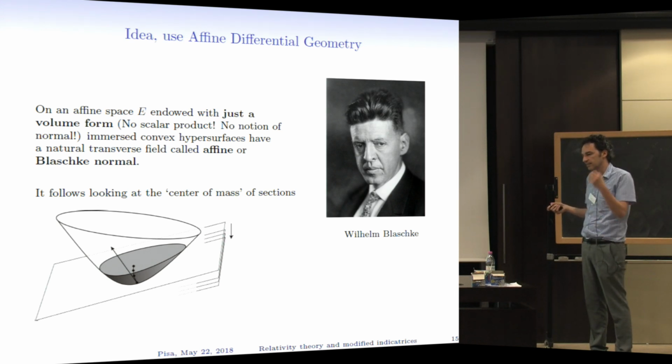On an affine space, for us the tangent space at a point, any hypersurface can be assigned a natural transverse field, which is called the affine or Blaschke normal. It's constructed like this: you pick a point at the boundary, you consider the tangent space at the boundary, you move up the tangent space, you find the section, you find the barycenter of the section, you move back the plane to where it was in the beginning, the center of mass moves, and the tangent to the curve is the transverse. Here we did not use a scalar product to find the transverse, just a volume form, but in fact not even a volume form.